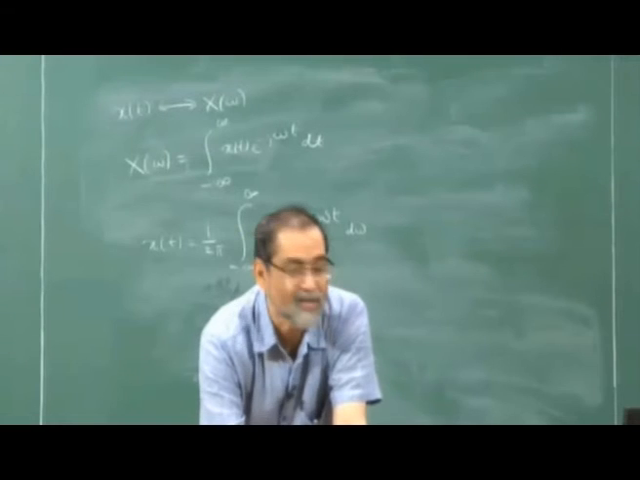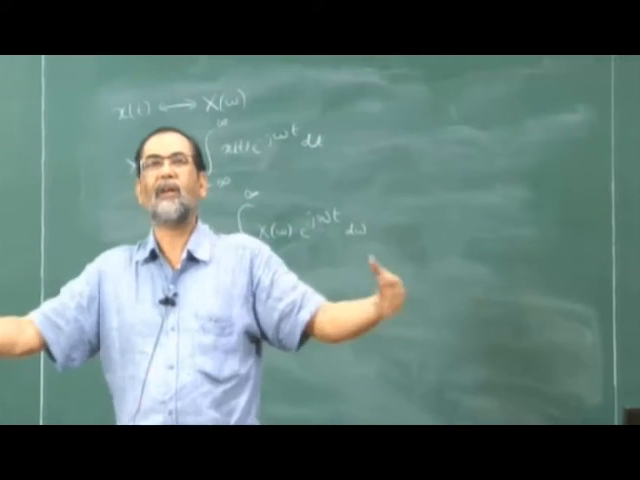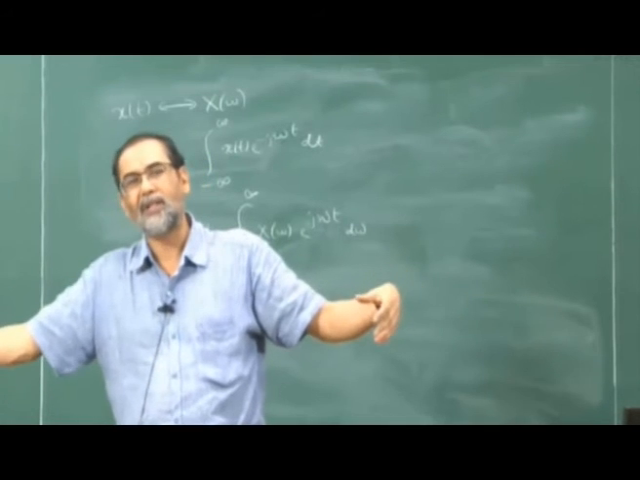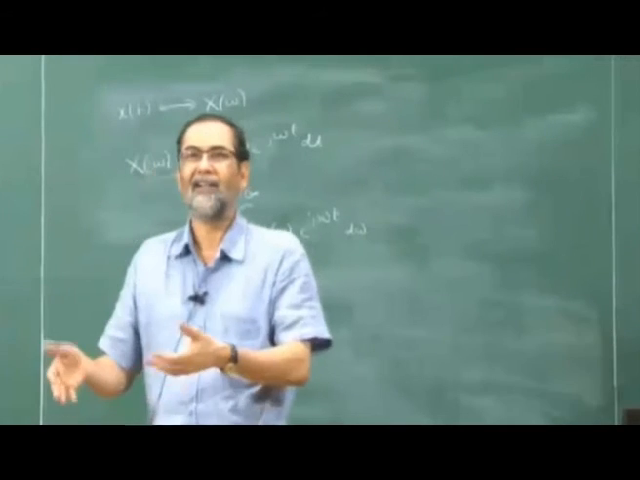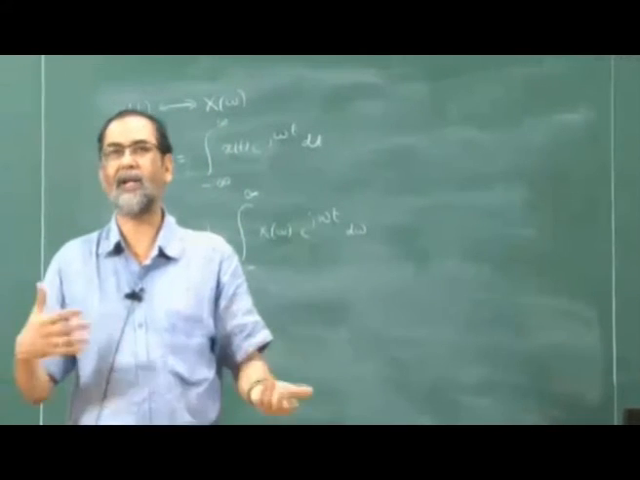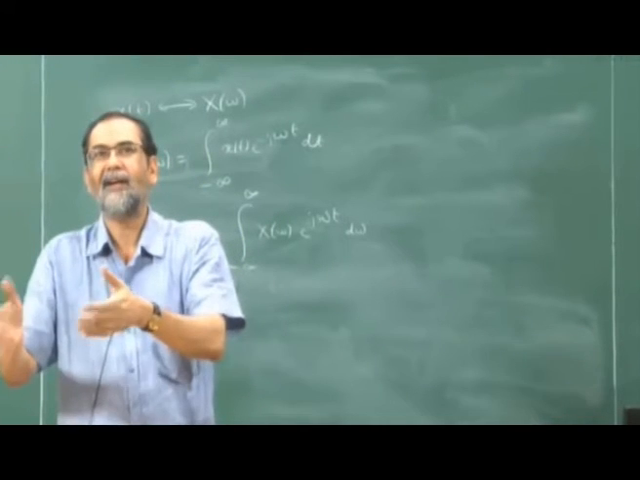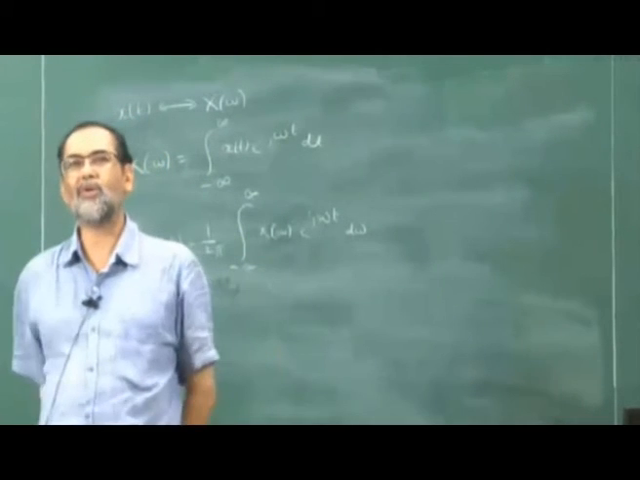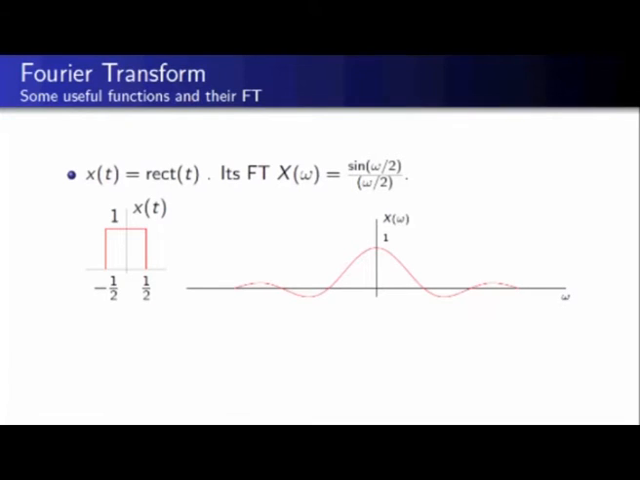So I've sketched this function, and omega can take values from minus to plus infinity. When it takes very large values, the denominator becomes very large, and the numerator, because it is sine theta, is between minus 1 and plus 1. So the numerator is bounded, the denominator goes on increasing unboundedly, so it goes to 0. That's what is shown here. So the function X of omega becomes 0 as you go away from the origin.